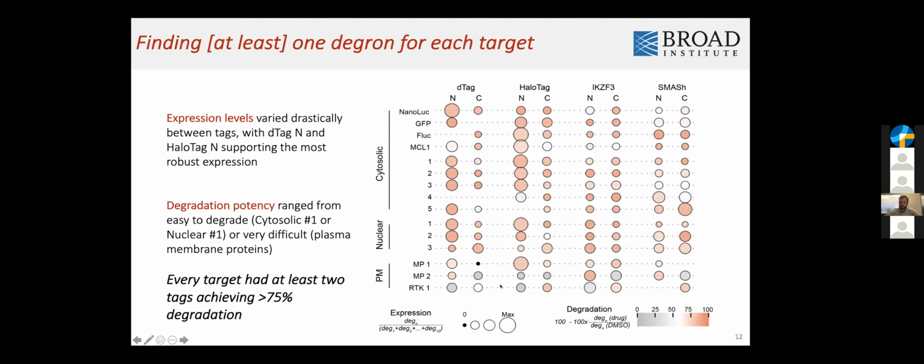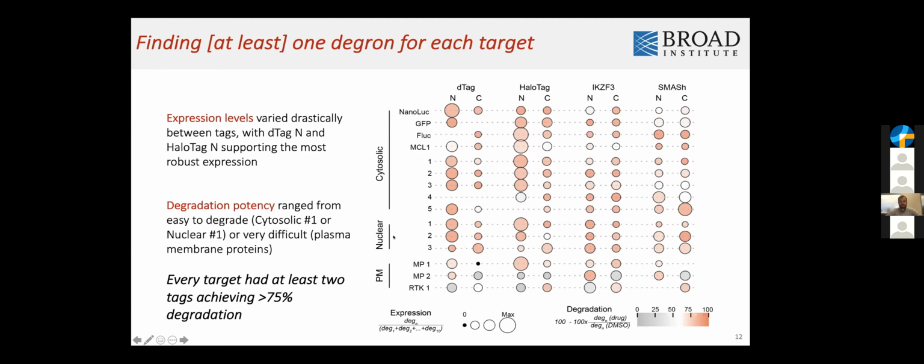Just one quick comment on expression: most constructs were very efficiently expressed, but we did find some surprises where particular proteins, like this multipass protein, really had very little expression for most of its constructs, and it was only a few that really popped out. Halotag N and DTAG N constructs were generally expressed the highest, which could be a bad thing or a good thing depending on the target. And this might be consistent with some molecular chaperone type mechanism for those N-terminal constructs.